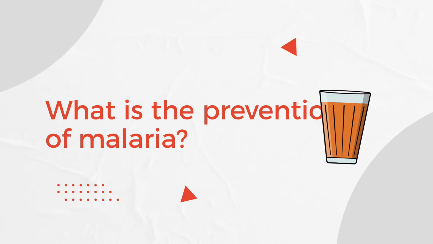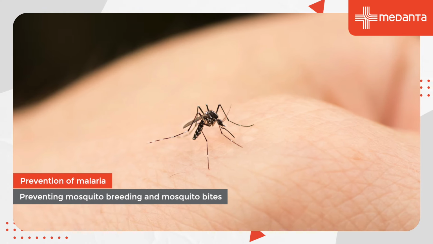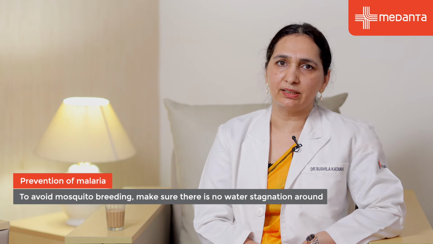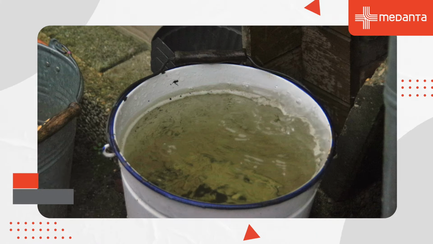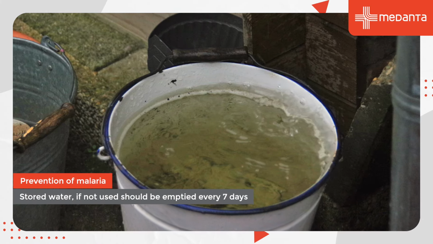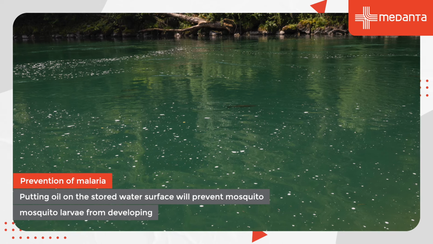adjusted. For malaria prevention, the most important thing is preventing mosquito breeding and mosquito biting. For prevention of mosquito breeding, we have to make sure that there is no stagnant water around. All areas which can be emptied of water should be emptied every 7 days. Where we cannot empty, like big ponds, then put some oil which can prevent the larva from developing in the standing water.